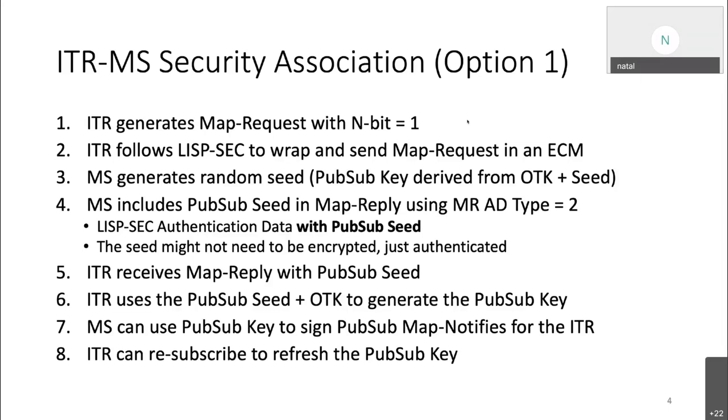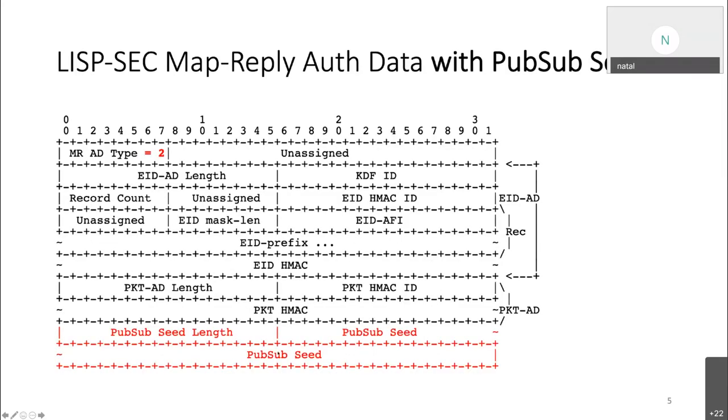So then the ITR receives this seed and generates the key with the seed plus the OTK. Both ends, the map server and the ITR, have both the seed and the OTK at the end of the exchange. From now on, whenever the map server has to send a publication via map notify, it can use this shared secret, the PubSub key, to sign the map notifies. And the ITR can regenerate the keys whenever it wants by just redoing this process. This is an option, for instance, to include the PubSub seed in the LISP authentication data: basically taking map reply authentication data type 1 and extending it to have the seed, so it will be type 2, with the seed at the bottom.